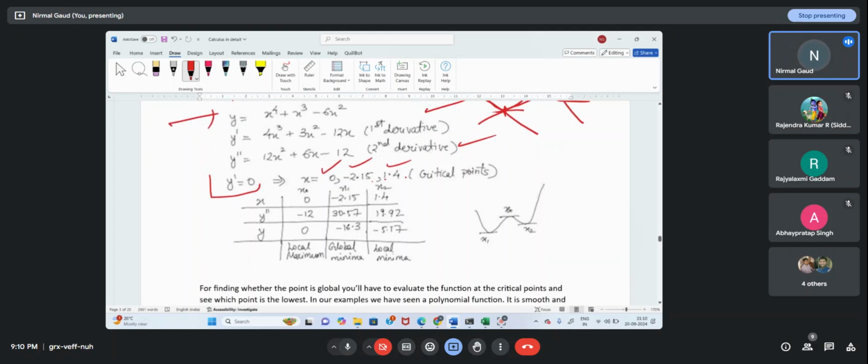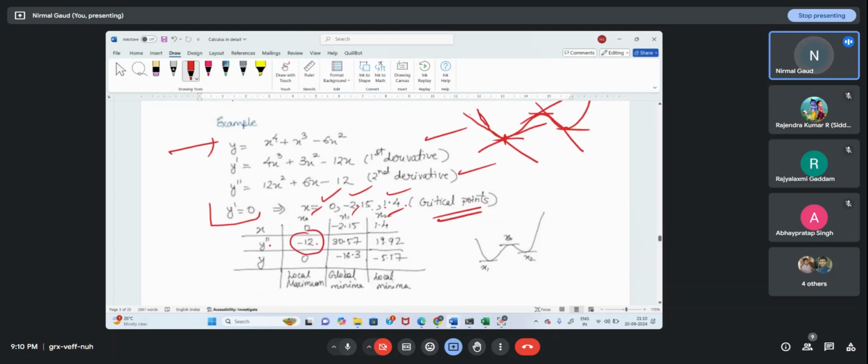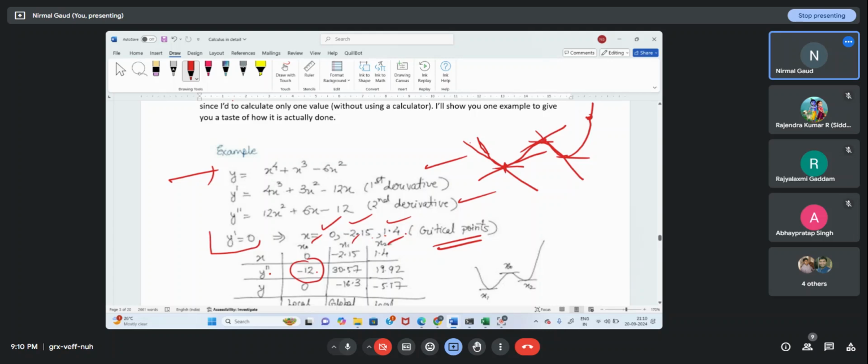Okay, so we got the critical points: x naught, x1, x2. We took double differentiation, and we put those critical points in. I got minus 12. This is negative. So if the double differentiation is negative, less than 0, that means maxima. You can see at this particular point 0, I have a maxima. You can see it's on top, because it's minus 12.